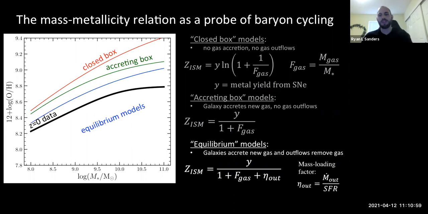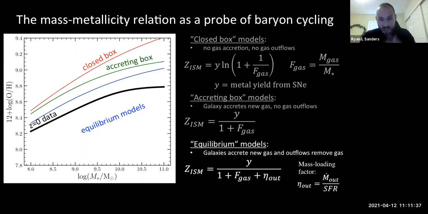And in particular, what we need are a class of models that are called equilibrium models, or sometimes bathtub models or gas regulator models. These are models that include both gas accretion and they allow outflows to remove gas from the galaxies. And so down on the bottom here, you can see that the metallicity depends on both the gas fraction and on this eta out term, which is the mass loading factor of outflows. That's the outflow rate divided by the galaxy star formation rate. And by combining these terms, you can produce essentially arbitrarily low metallicities based on how strong the outflows are.